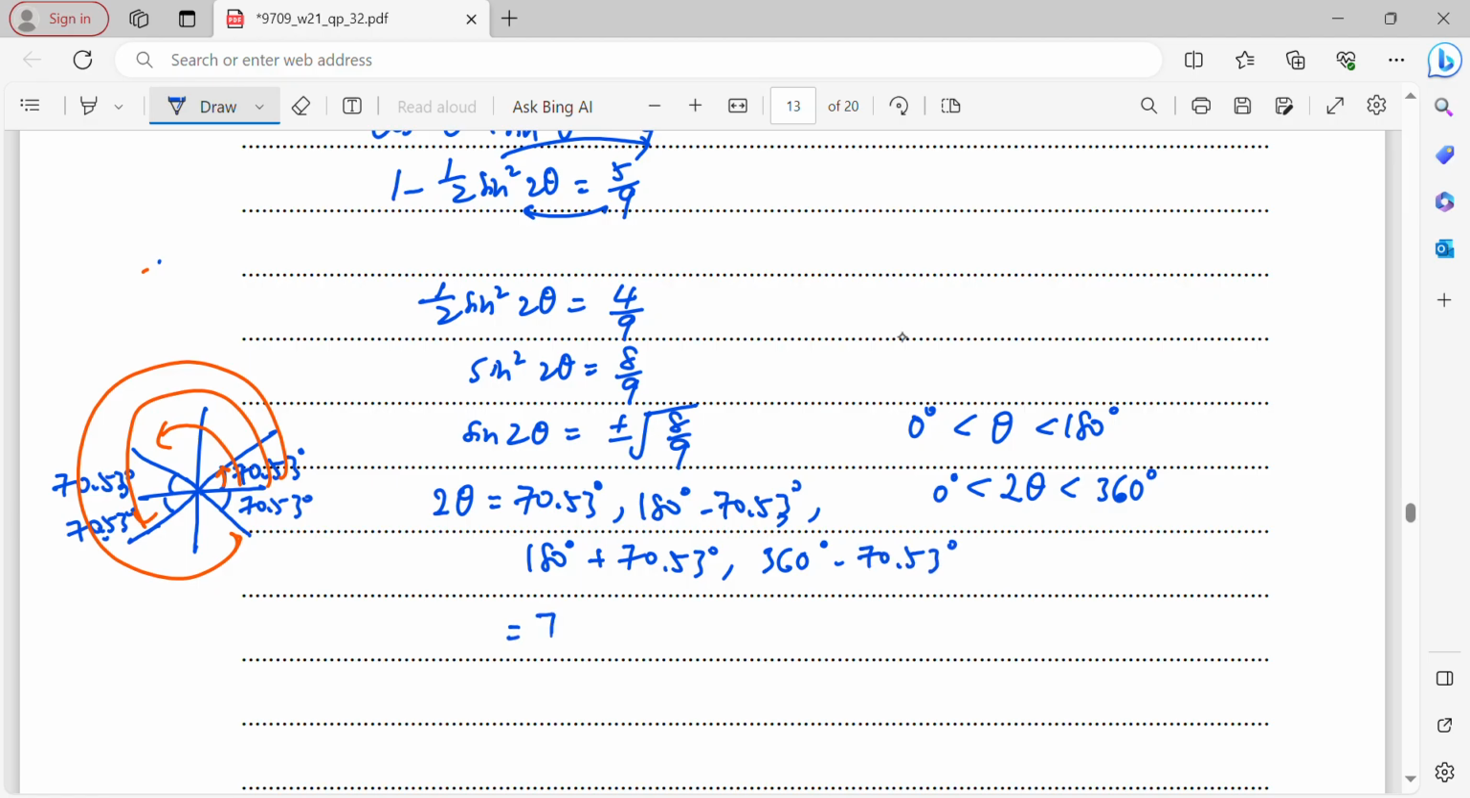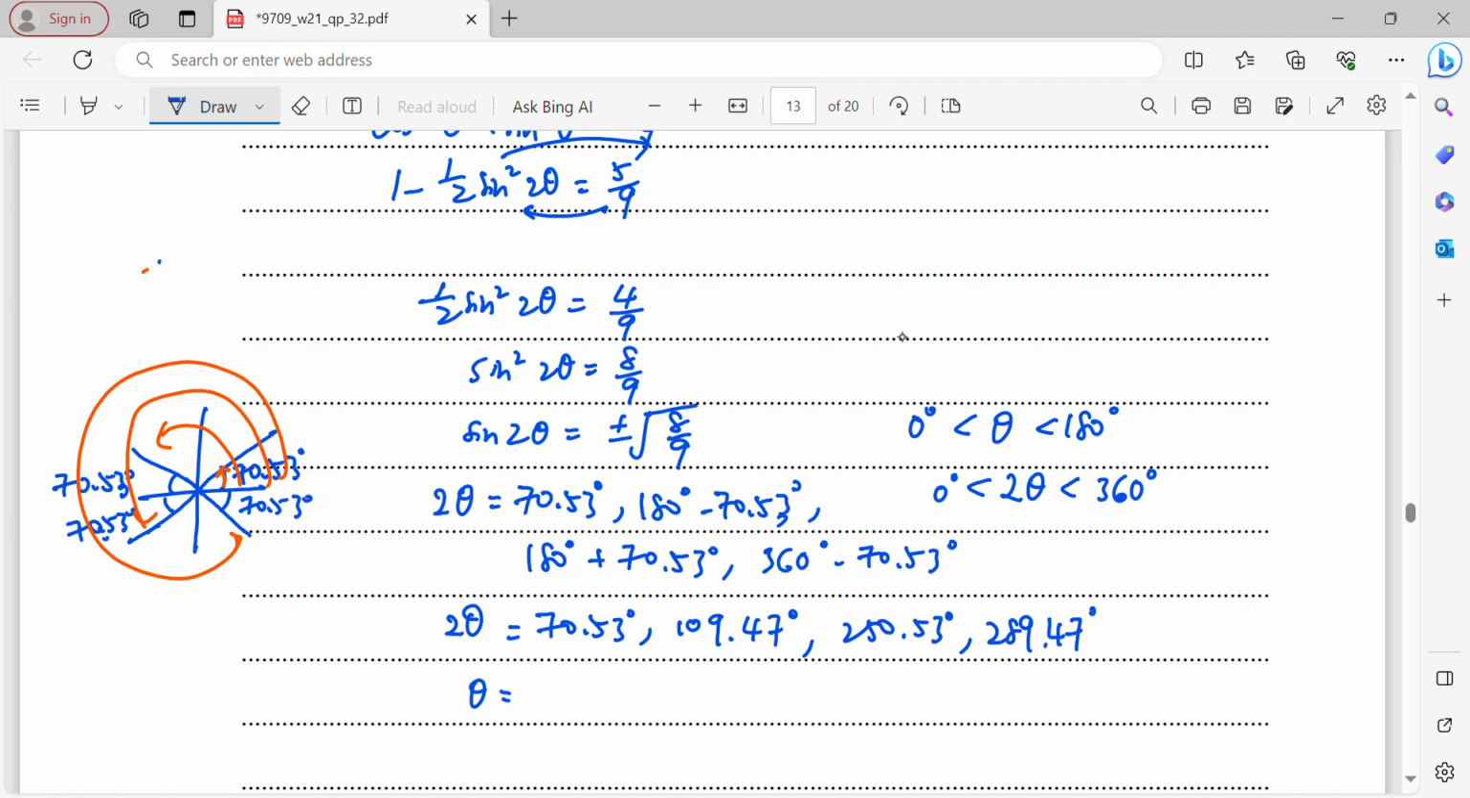Then I will get 70.53, and then the next one is 109.47 degrees. The third is 250.53 degrees, and then the last one is 289.47 degrees. All this belongs to 2 theta, and now I need to get theta.